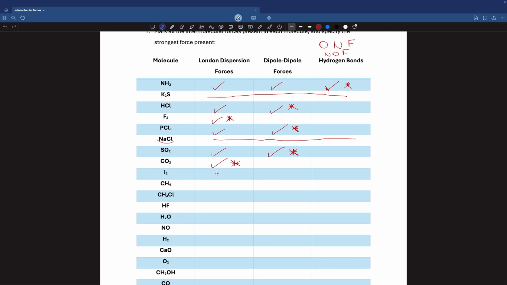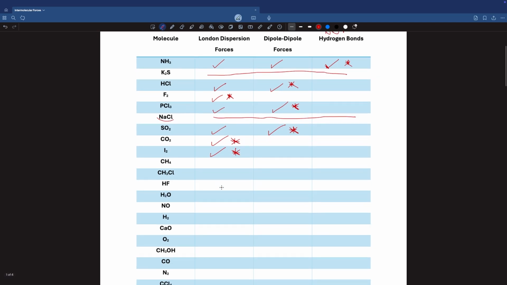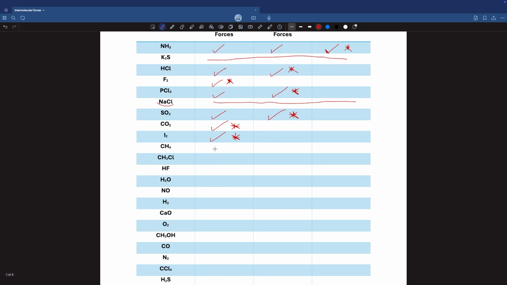I2, similar, covalent compound, so it does have London dispersion forces, but it is nonpolar and does not have any hydrogen, so no dipole-dipole forces and no hydrogen bonds, and London dispersion forces end up being our strongest force over here. CH4, it's a covalent molecule again, so definitely London dispersion forces, but it's nonpolar, and hydrogen is connected to carbon, but that doesn't qualify us for hydrogen bonds, so again, London dispersion is our strongest intermolecular force.